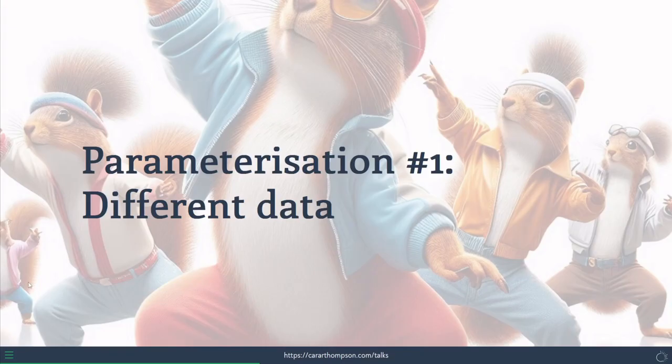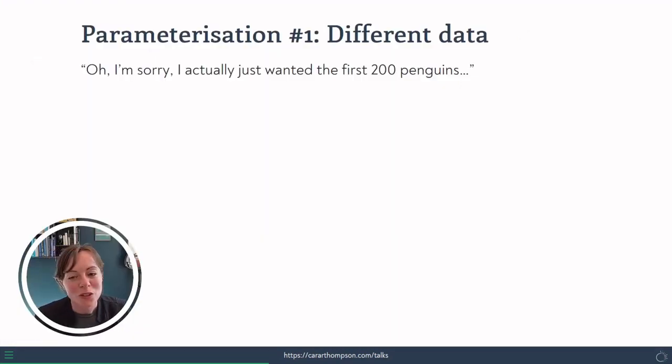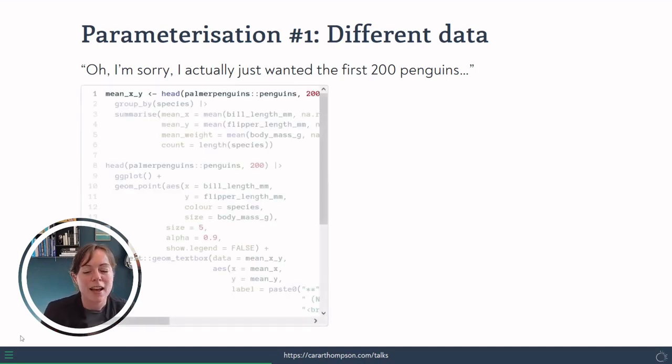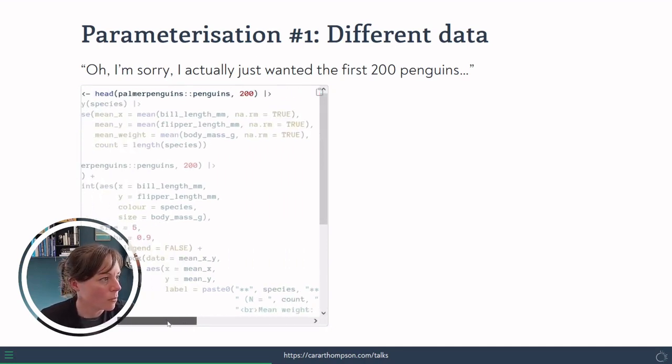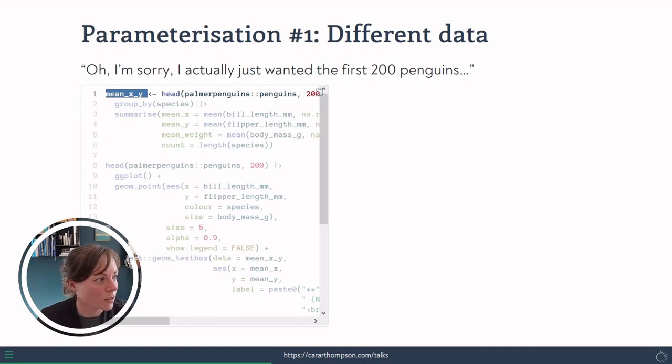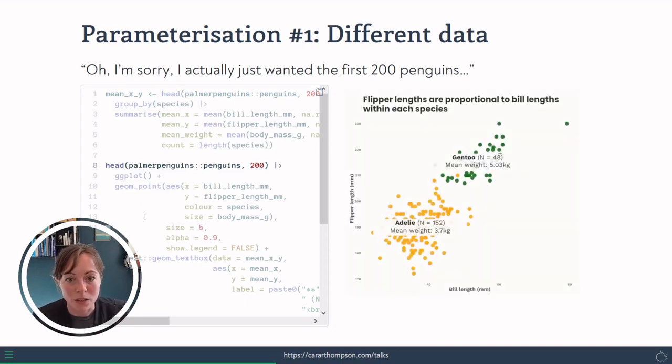So the first way that we're going to make our parameterized plot dance is to feed it some different data. You've created your first plot, you've got it all sorted, you're running up to the meeting, and then suddenly your colleague says, actually, sorry, I just wanted the first 200 penguins. You say, okay, that's okay, no problem, I can do that. So you go into your code and you think, right, I'll just take the top 200 penguins, feed that into the mean XY calculation, and then I'll also just take the 200 and feed them into the plot. That's fine. We can do that, not a problem. Here we go, and look, all the annotations are in the right place, and the colours are as they should be, and yay, all is good.